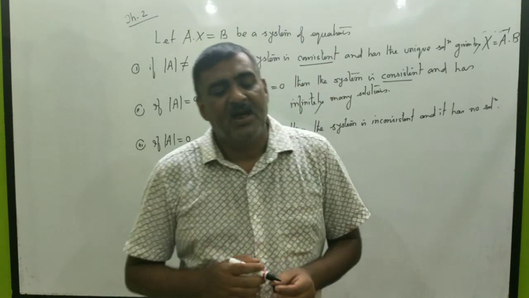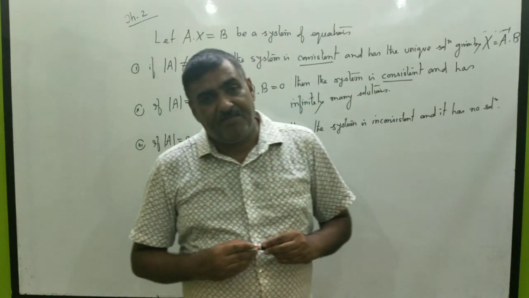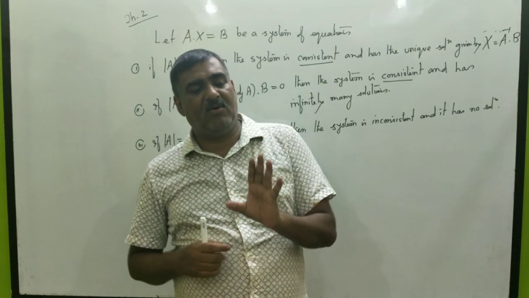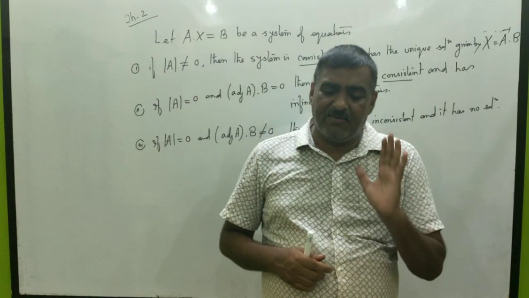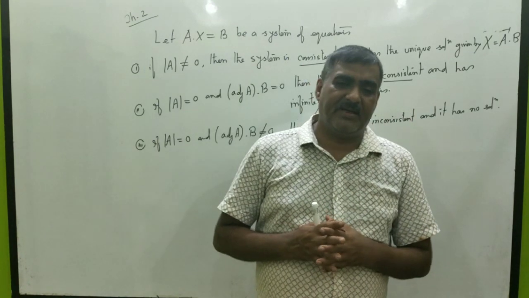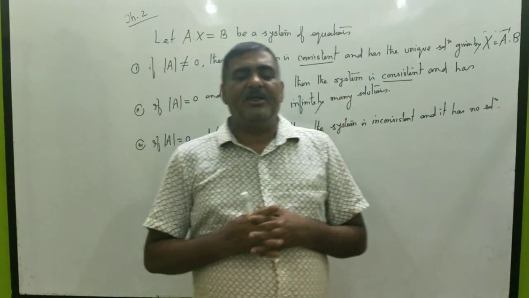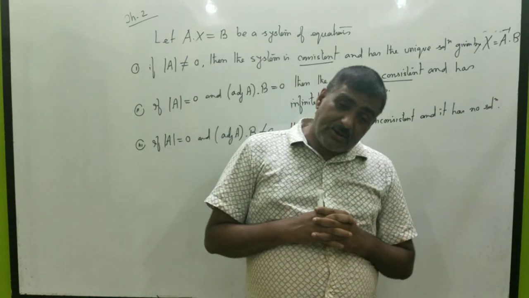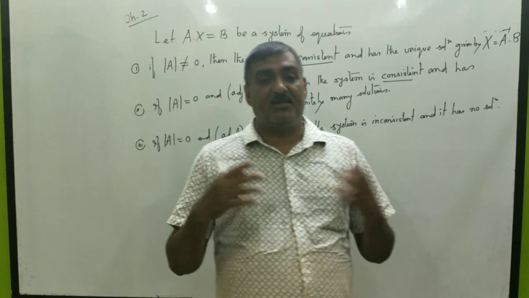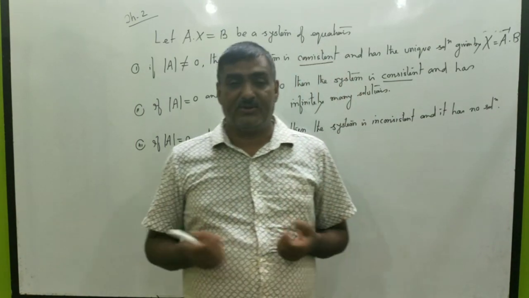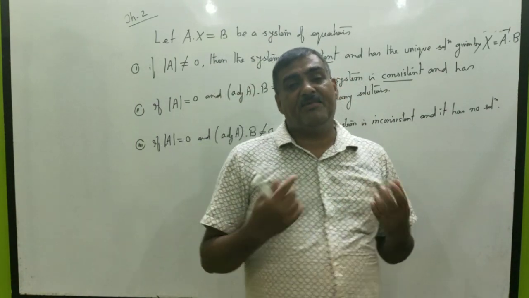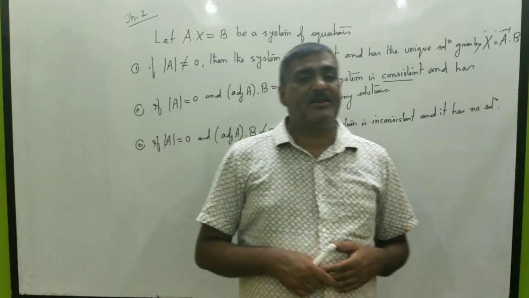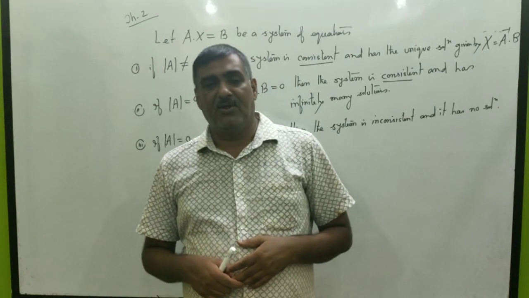Clear? I repeat, if determinant of a not equals to 0, then the system is called consistent and it has unique solution। মানে যতটা ভেরিয়েবল থাকবে সবটার একটা করে ভ্যালু আসবে। ক্লিয়ার? Next, number 2, if determinant of a equals to 0 and adjoint a into b also equals to 0, then the system is called consistent and it has infinite solutions. Clear? Number 3, if determinant of a equals 0 and adjoint a into b is not equal to 0, then the system is inconsistent and it has no solution. Clear?